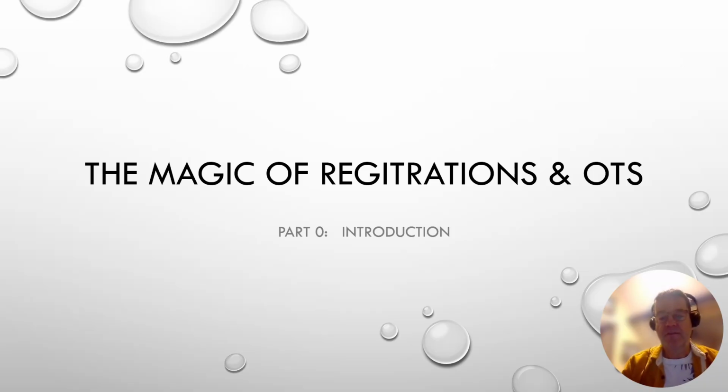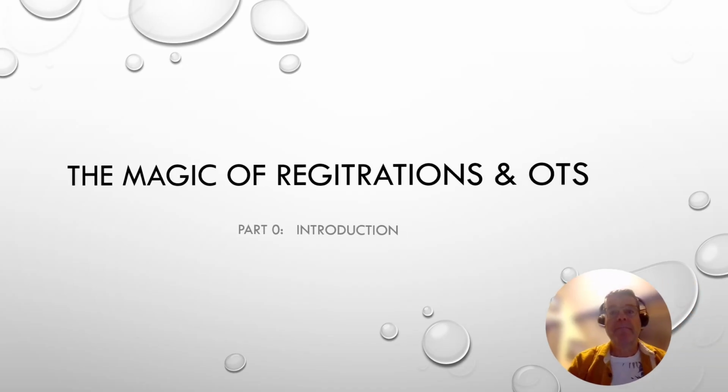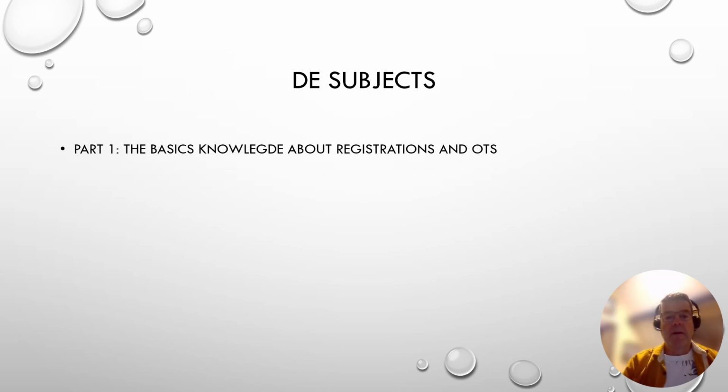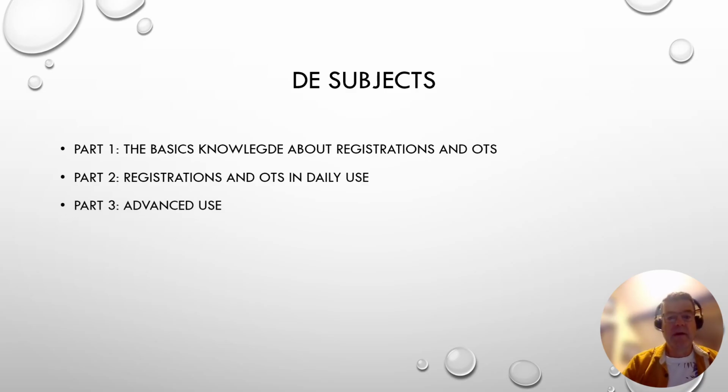I divide this series into 3 parts. In part 1, I will discuss some basic knowledge about registration and OTS. It will help you later on in making the right choices, and so everyone has the same level of knowledge. Part 2 is about registrations and OTS settings in daily use. Part 3 is advanced use. In the next 3 slides, I will give you some more detail.